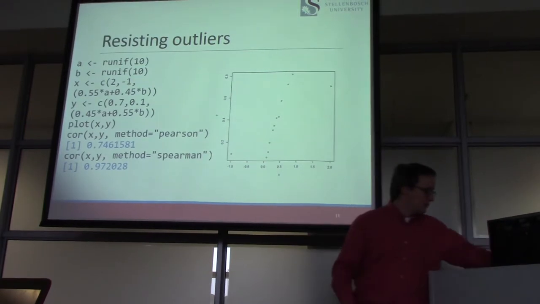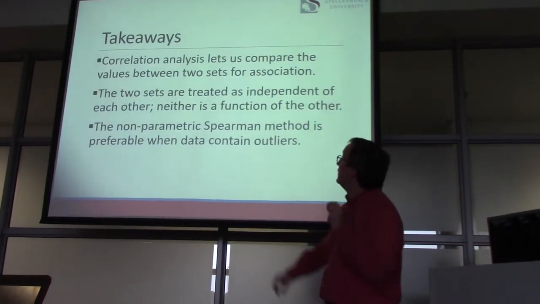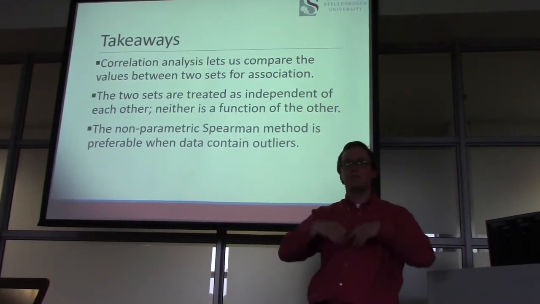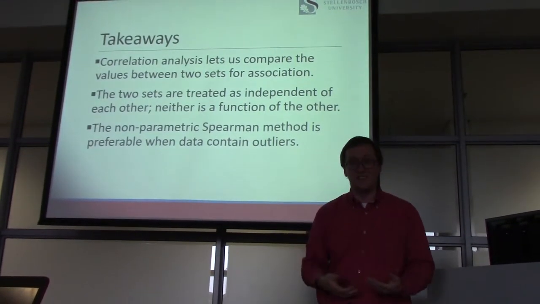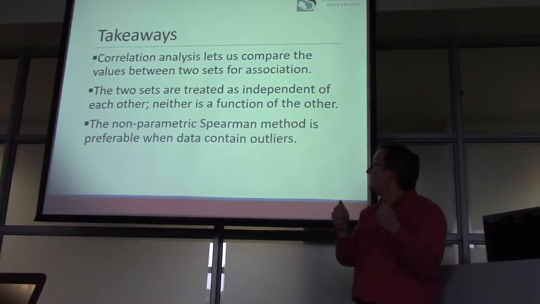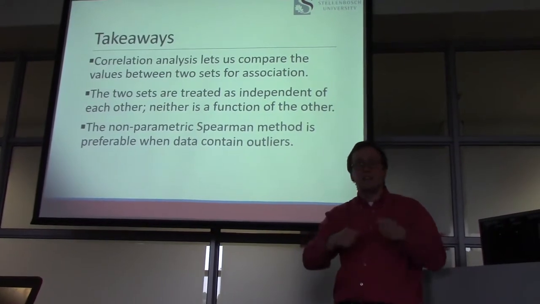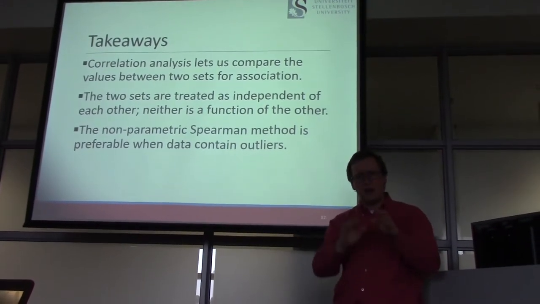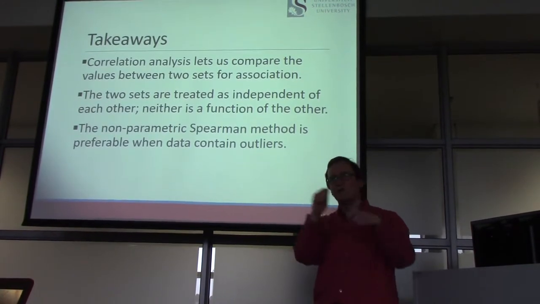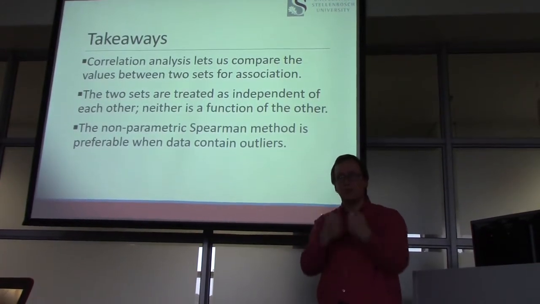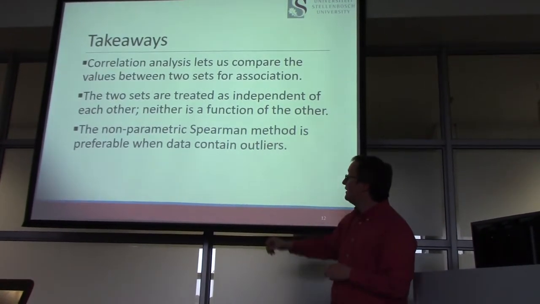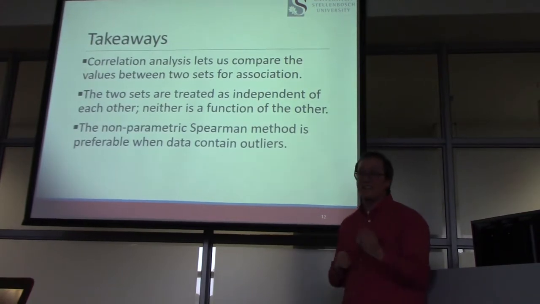Okay, so that's the sample. So correlation analysis lets us compare the values between two sets for some sort of association, for a covariance. The two sets are treated as independent of each other. Neither is expected, or modeled, as a function of the other. I was trying to be really careful of that, except in the case of the cosine, where they were both drawn from different weightings of two input variables. The nonparametric Spearman correlation method is preferable when your data contain outliers.